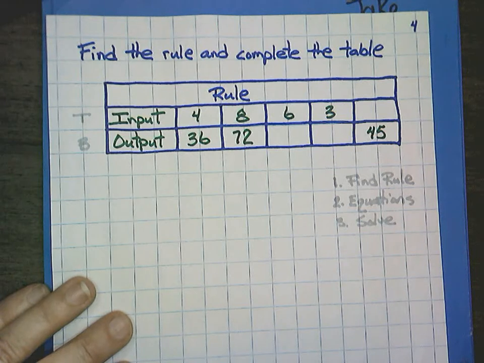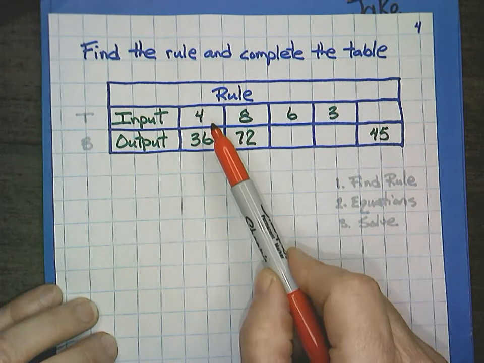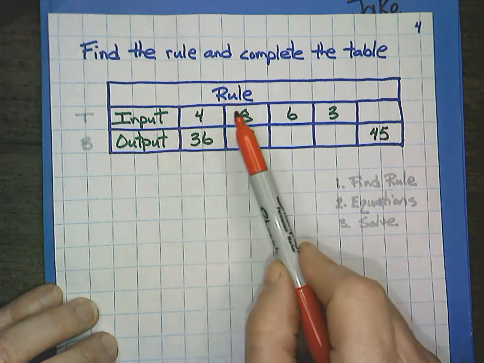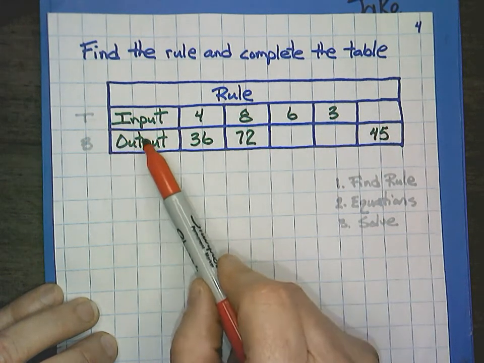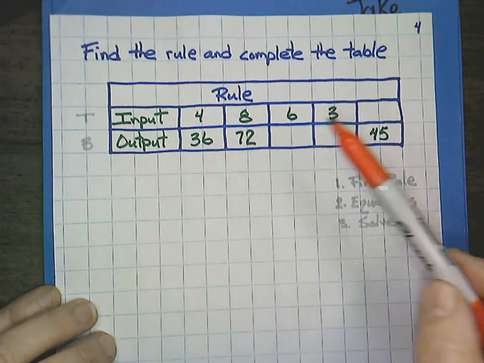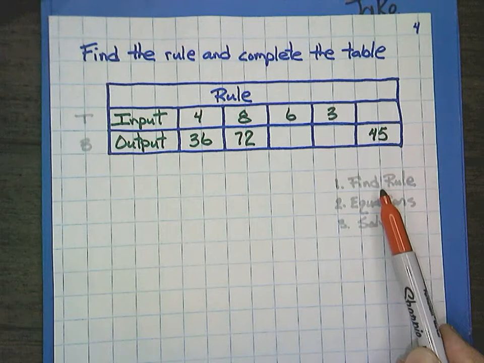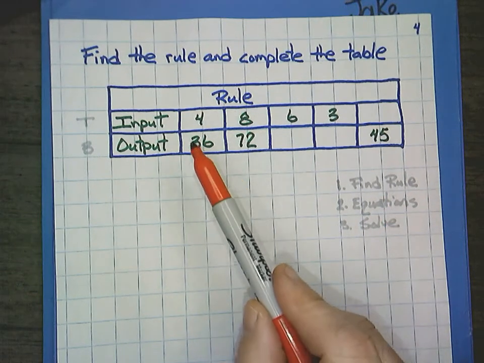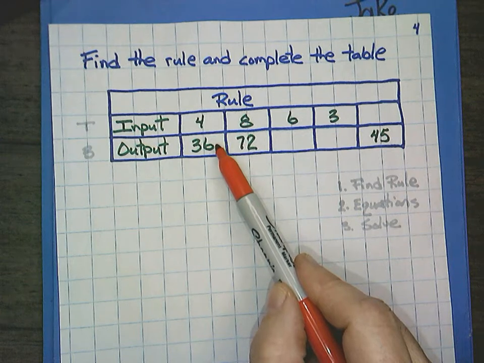Find the rule and complete the table. Notice that this input-output table is a little bit different. It's running from left to right. So really we have our input on top and the output on the bottom. Our first thing is that we want to find the rule, and to do that I have to make a series of decisions. I'm going to compare my first input with my output.